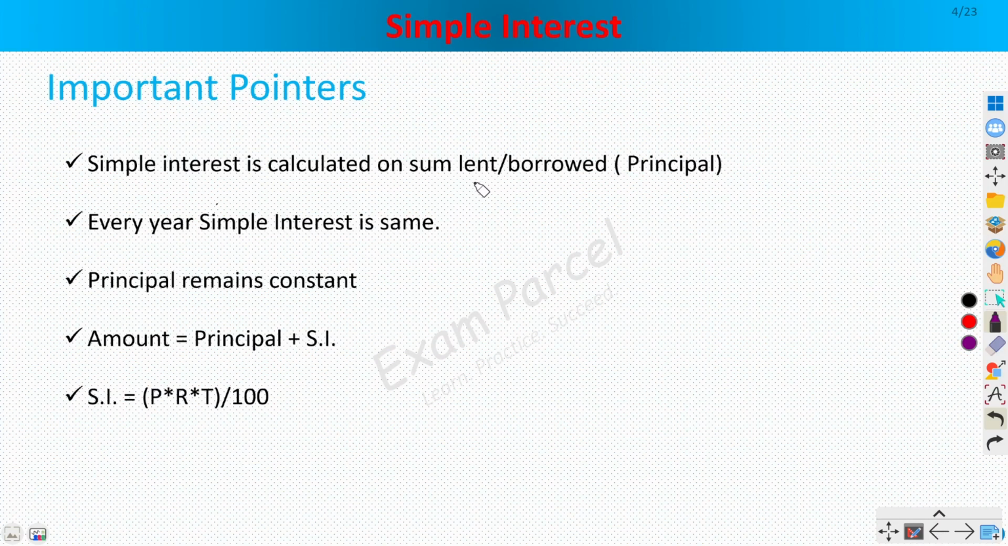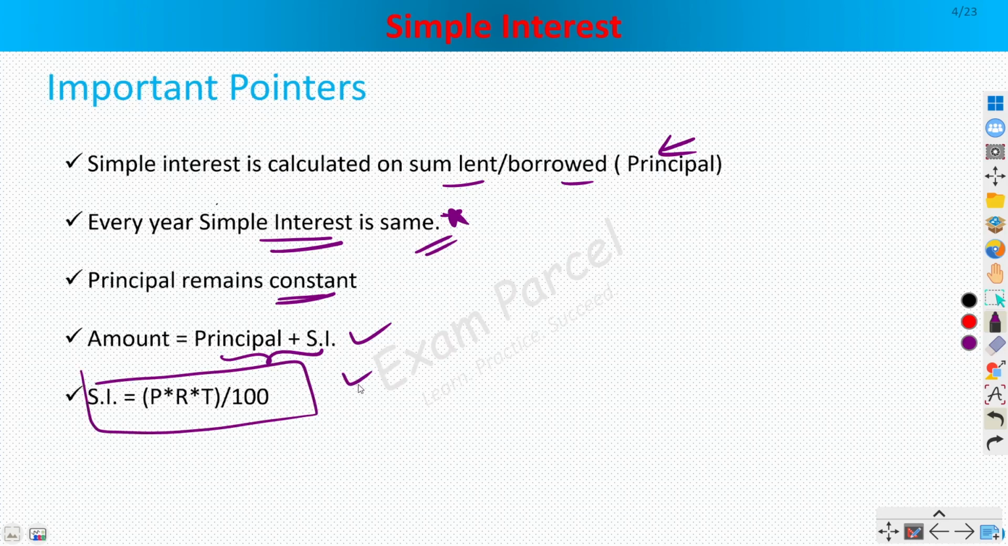Simple interest is calculated on sum lent or borrowed, that is known as principal. Now every year simple interest is same. Now this is an important concept, we will discuss it later. Principal also remains constant. Amount is principal plus simple interest, we already discussed this. And SI is P into R into T by 100. Now we will discuss how this formula came. You must have heard this formula from your school days, right? So this is a very well-known formula, P into R into T by 100.